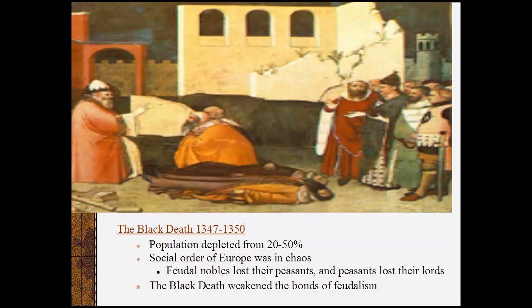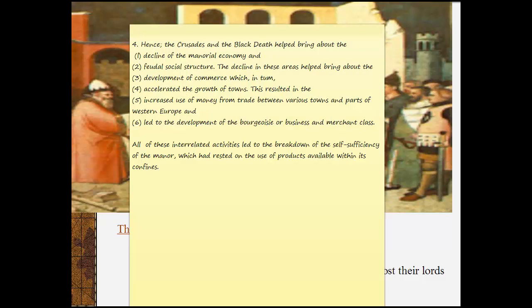Hence, the Crusades and the Black Death helped bring about, one, the decline of the manorial economy, the feudal social structure. The decline in these areas helped bring about the development of commerce, use of money, which in turn accelerated the growth of towns.